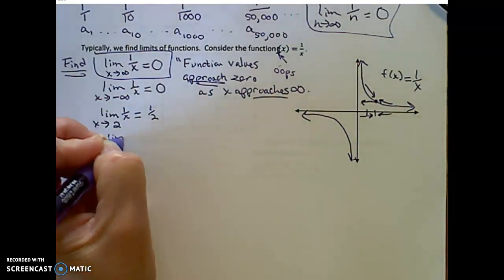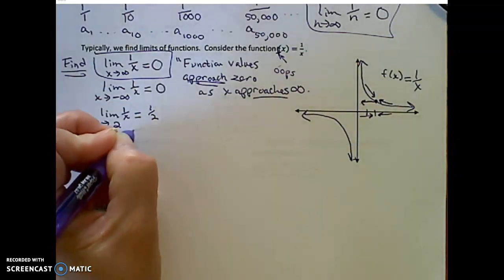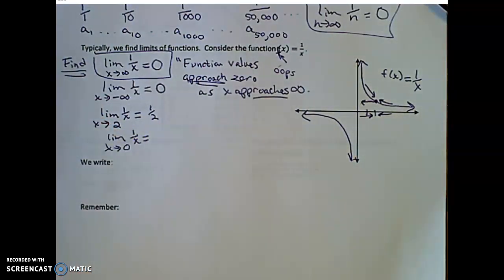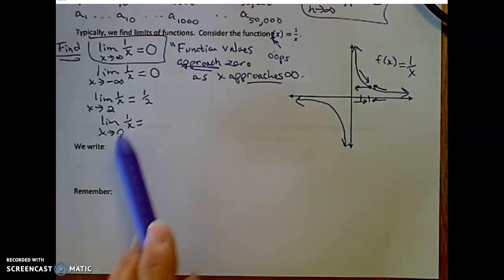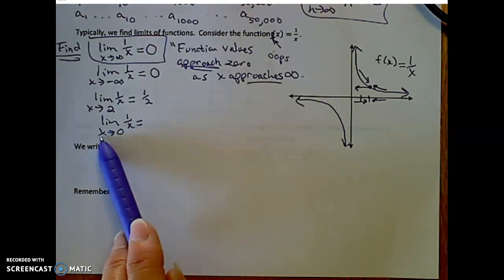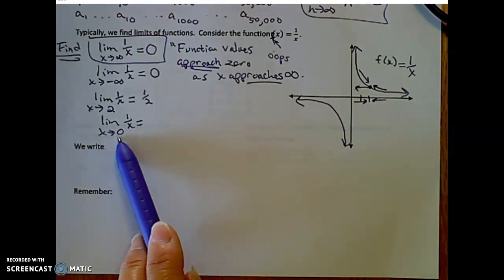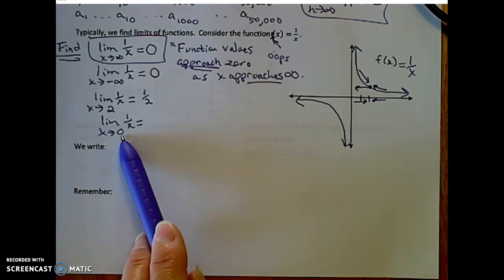What is the limit as x approaches 0 of this function? Pause and think about that for 1 second. What are my function values approaching as x gets closer and closer to 0? You should notice this is a little confusing.